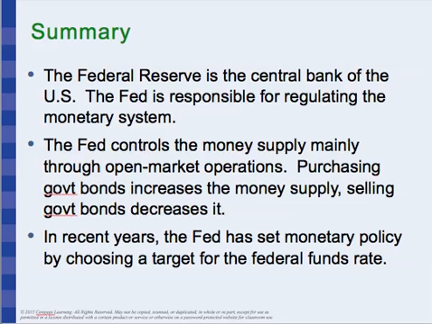The Fed is responsible for regulating the monetary system. The Fed controls the money supply mainly through open market operations. Okay. Purchasing government bonds increases the money supply. Purchasing bonds, you're buying the bonds, sending the cash out into the economy. Selling bonds decreases it. By selling bonds, you're taking cash out and giving out pieces of paper that say they're indebted. So you're taking money out of the economy, so you decrease the money supply. In recent years, the Fed has set monetary policy by choosing a target for the federal funds rate, the rate at which banks loan to one another.